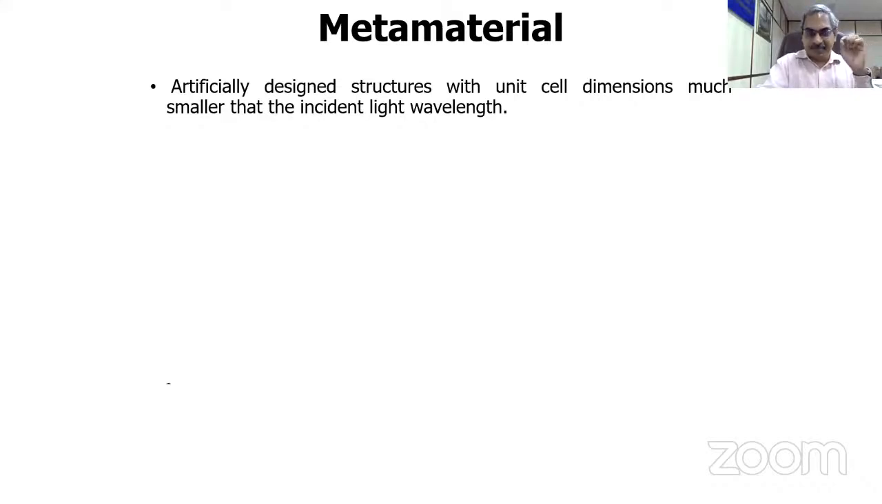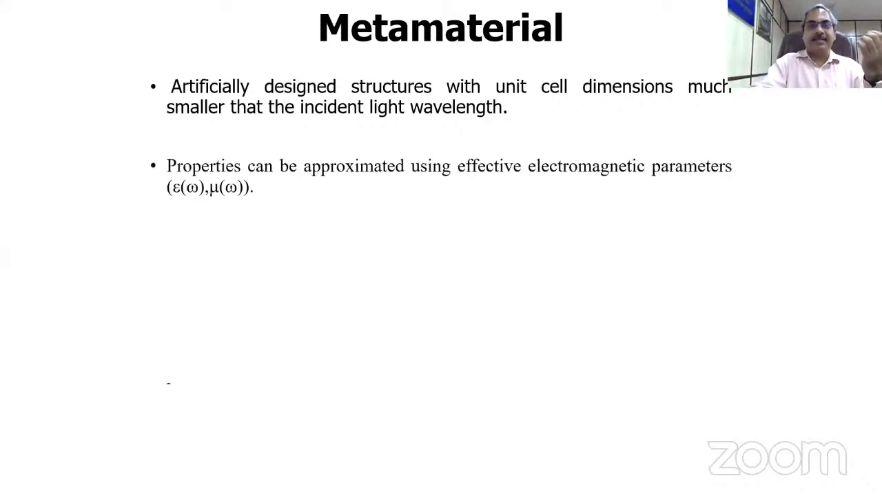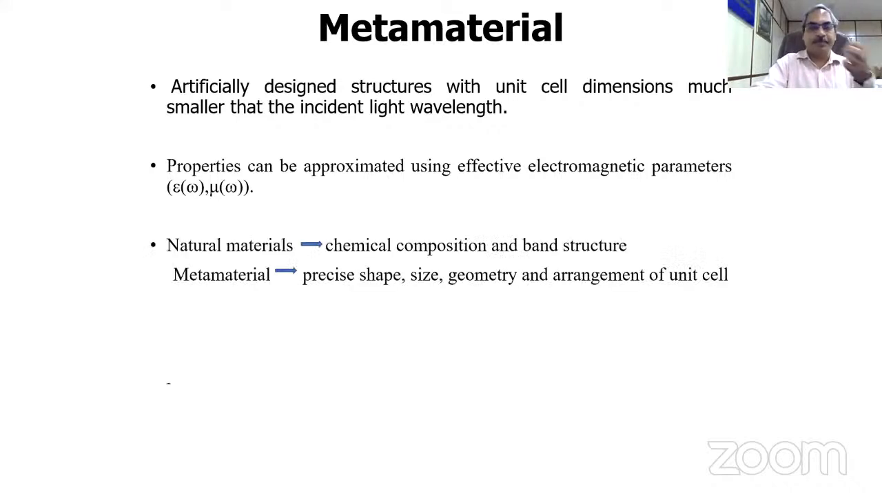One simplest, unique feature of this is, if you're building a lattice, if you're building some structure, we take some unit cell, right? So in the case of a metamaterial, the unit cell dimensions are much smaller than the incident light wavelength or whatever radiation we want to use. So the unit cell dimensions are much smaller than the wavelength of light. Properties are generally approximated by effective electromagnetic parameters epsilon and mu, effective dielectric constant and effective magnetic permeability, right?